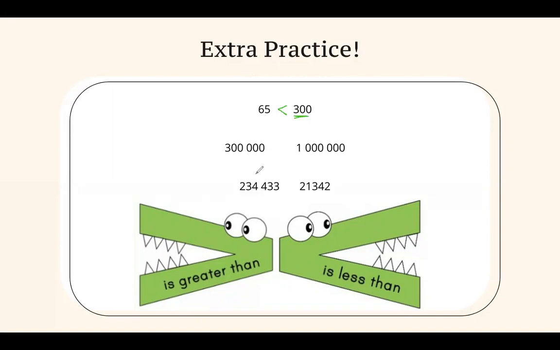Next, we have 300,000 or 1 million. Which number is larger? Which one does the gator want to eat? In this case, again, 1 million is the larger number. And so again, we have the gator wanting to eat the bigger number. He's really hungry, got to eat the bigger number. In this case, 1 million is 7 places, and 300,000 is only in the 100,000 place, while 1 million is greater than that.